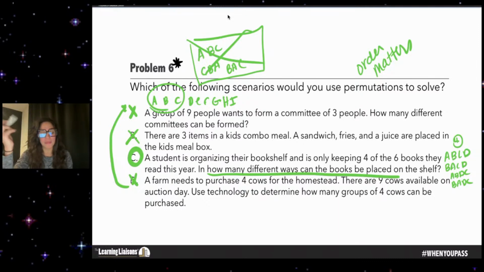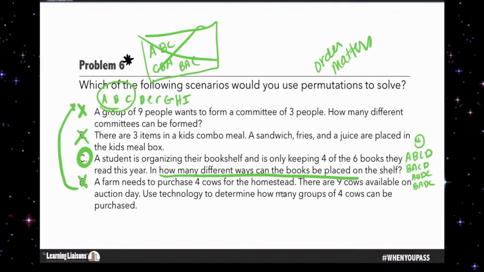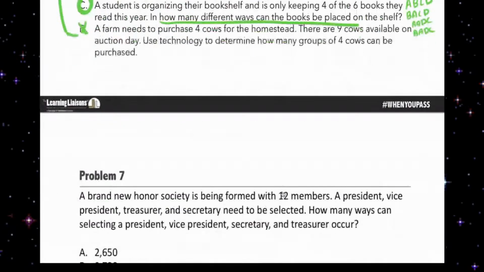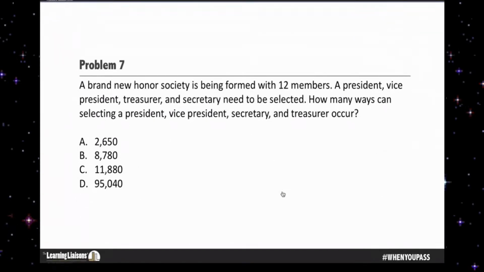Let's go ahead and look at problem number 7. A brand new honor society is being formed with 12 members. A president, a vice president, a treasurer, and a secretary need to be selected. How many ways can selecting a president, vice president, secretary, and treasurer occur?